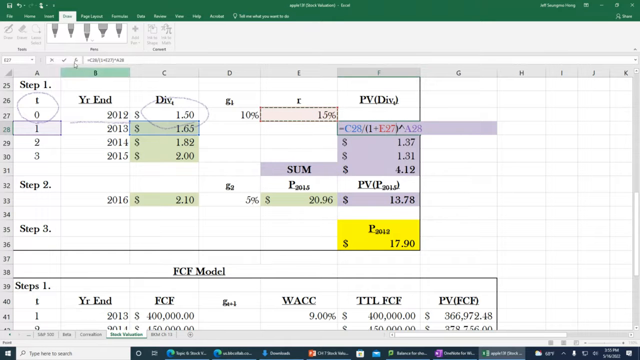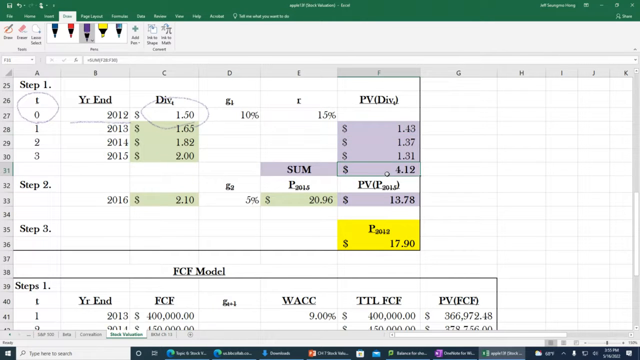If you don't lock it, you're going to mess it up. So you lock it, and then you drag it down, and then you get all the present values. And then I'll find the sum of all of that, because valuation is all about the present value. So for the dividends for the next 3 years, you find the present value of that.